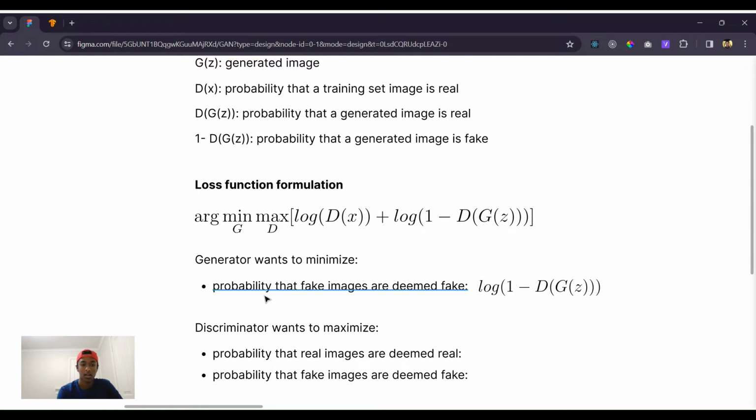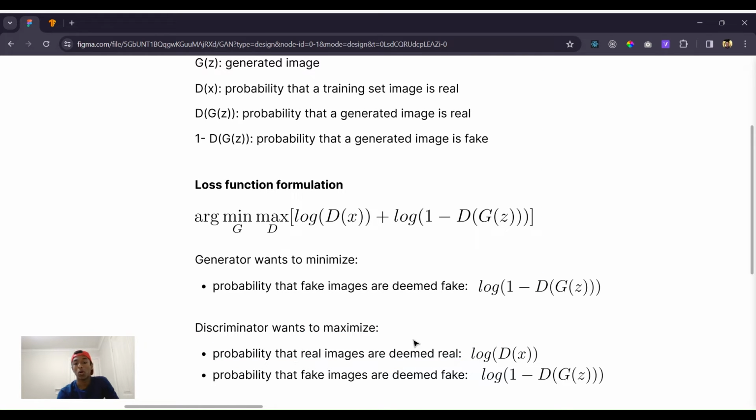Next, the discriminator wants to maximize the probability that real images are deemed real. So that's this log of D of X right here. And log is just a function that compresses numbers, so it's just for making the training more stable. So don't worry about the log. Log of D of X is the probability that real images are deemed real, and the discriminator wants to maximize that.